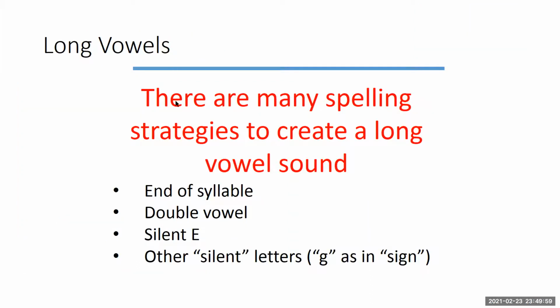There are many spelling strategies to create a long vowel sound, including the vowel at the end of a syllable, a double vowel within a word, a silent E, and other silent letters such as G, as in sign.